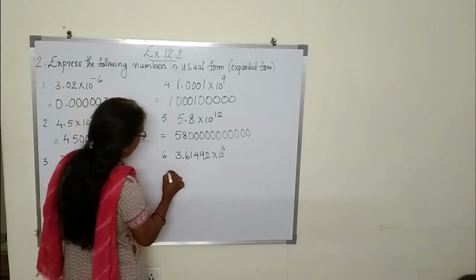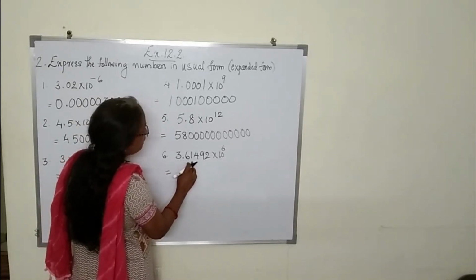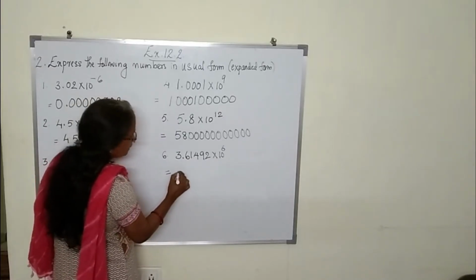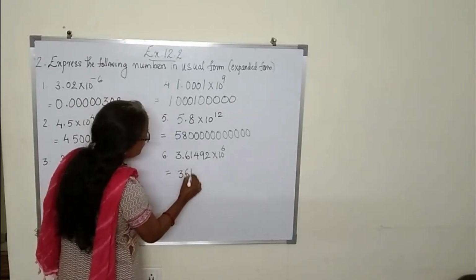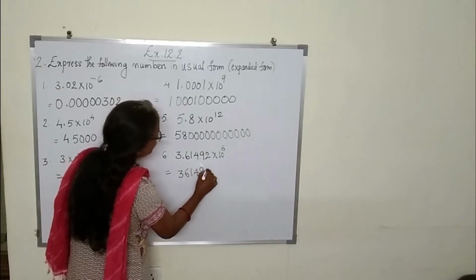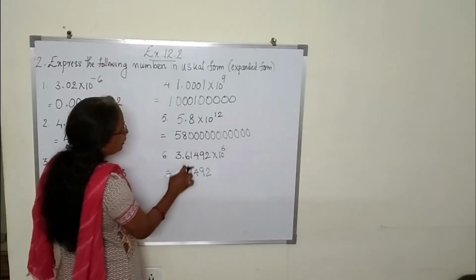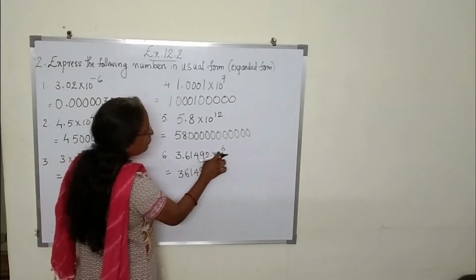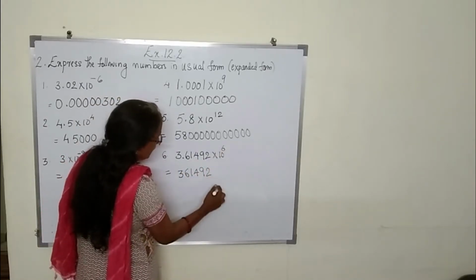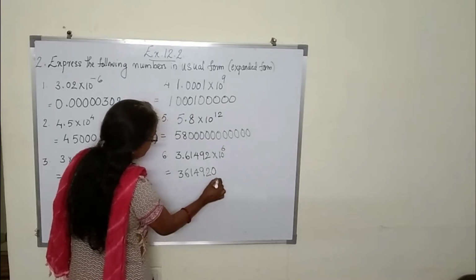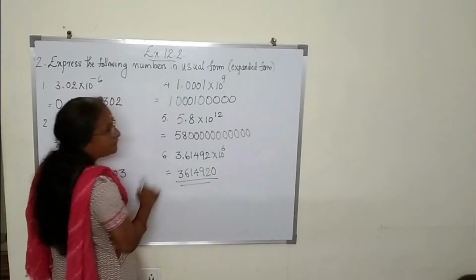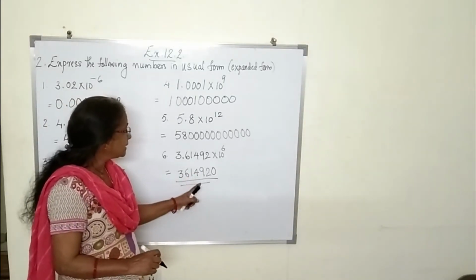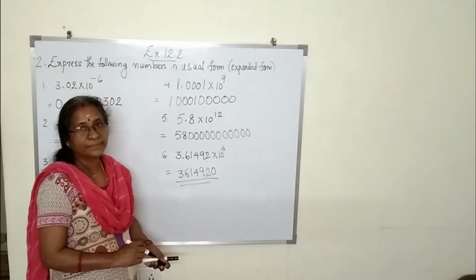Now here, 3.61492 into 10 raised to 6. So first write the number, 361492. How many digits have you covered already? 1, 2, 3, 4, 5. Now how many do we have to cover in total? 6. So 1 more zero. So this is the standard form. And this is the usual form.